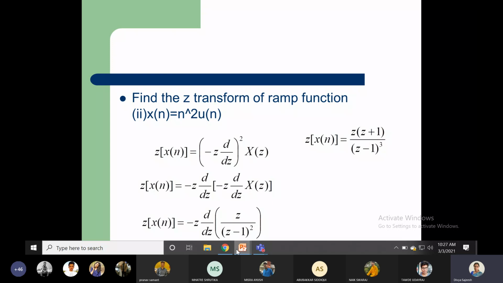Applying that, in order to do the double differentiation, first you apply the first differentiation, that is minus z into d by dz of x of z, which you already did in the previous step. You can take that answer and replace it here, which is z upon z minus 1 whole square. Now differentiate this term again, and finally you will get z into z plus 1 upon z minus 1 cube. Only one or two students got this answer, the rest made mistakes. This is only simple differentiation.